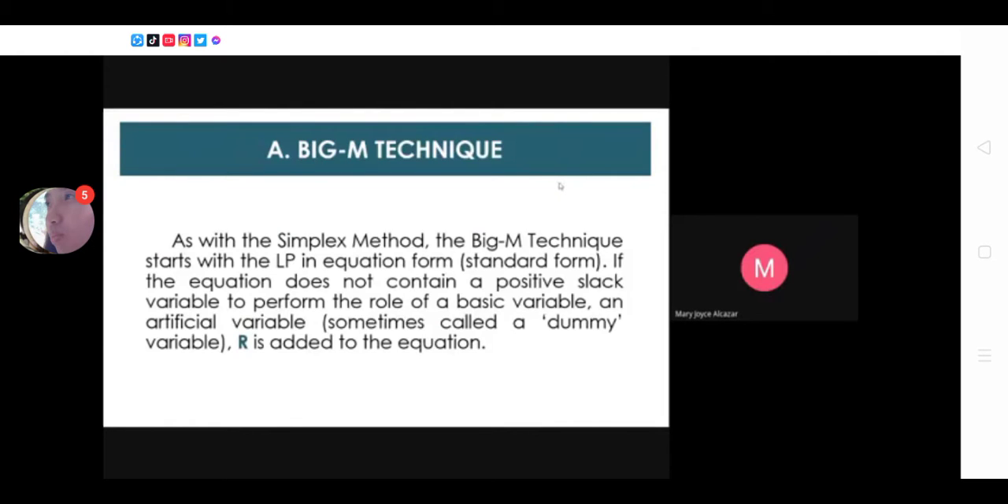So as with the simplex method, the Big M technique starts with the LP in equation form or standard form. So we have to convert those constraints into standard form. If the equation does not contain a positive slack variable to perform the role of a basic variable, an artificial variable, which is sometimes called a dummy variable, is added to the equation using the letter R.